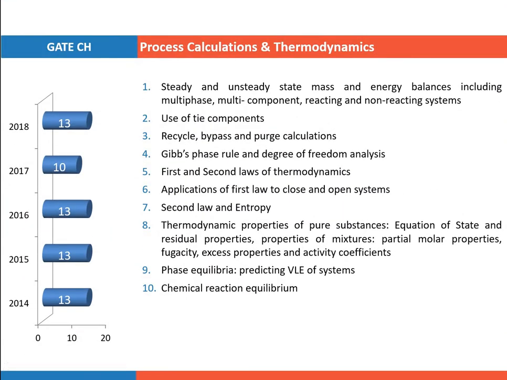Coming to process calculations and thermodynamics, the major book that people refer to is Himmelblau. Some of them also practice from Ram Prasad, and the questions have been fairly consistent. You can see there are 13 marks specifically from this section, and it is one of the most mathematics-intensive subjects, where a lot of calculations and a lot of details about Raoult's law, vapor pressure, fugacity, and the Margules model need to be covered. So the syllabus is definitely very extensive.